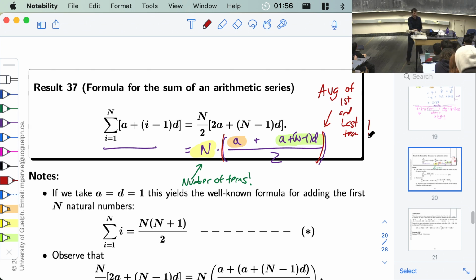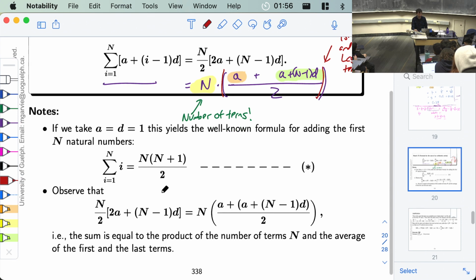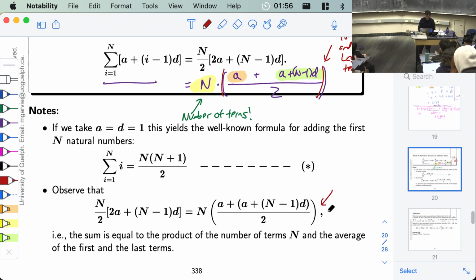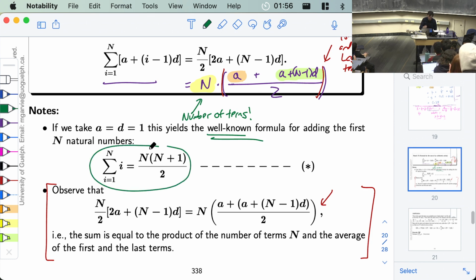Okay. And then in the notes, they have a couple little things. One is the thing I just said, right? The first and last. So if you don't want to copy down my scribbles, you can just read this bullet point. It's the average of the first and last term. The other thing they say is that this is a well-known formula. If you want to sum up 1 plus 2 plus 3 all the way up to n, the formula is n times n plus 1 divided by 2.